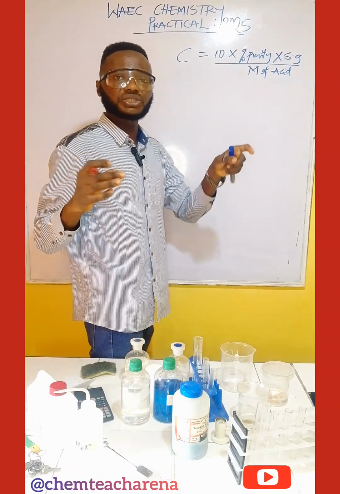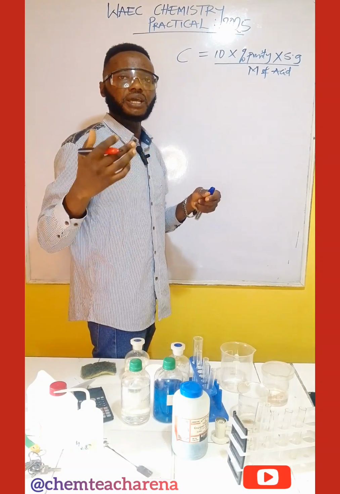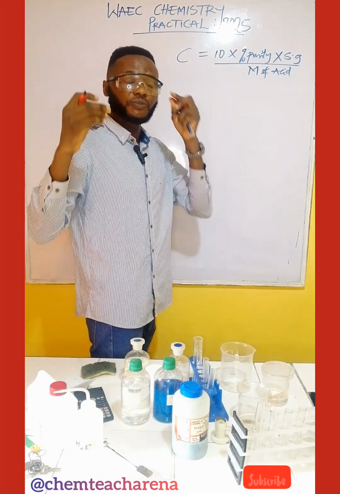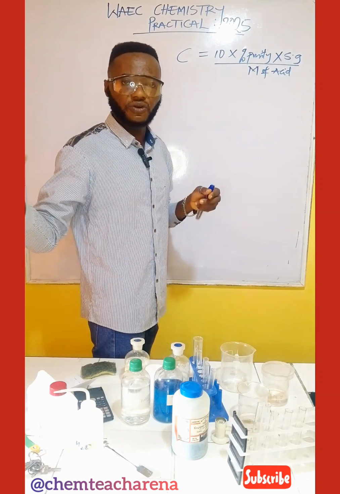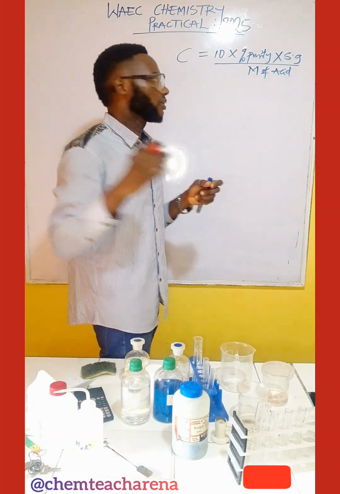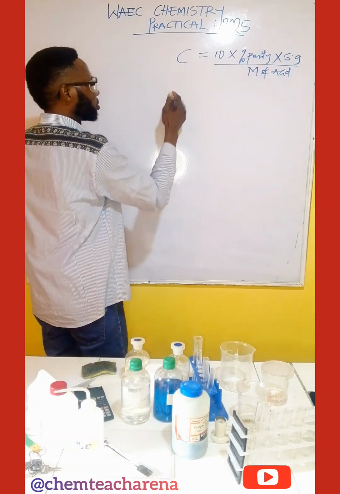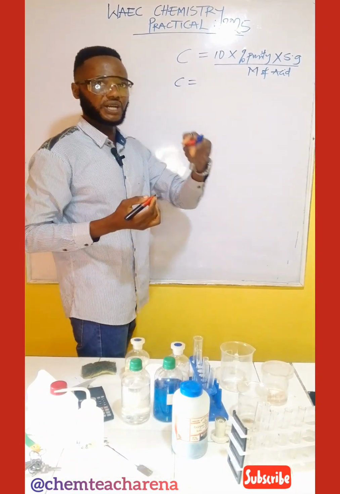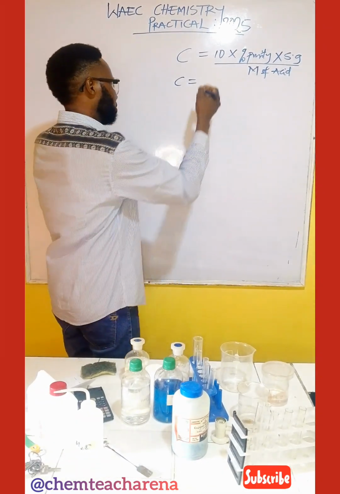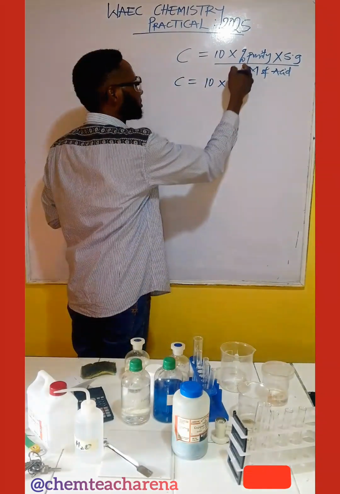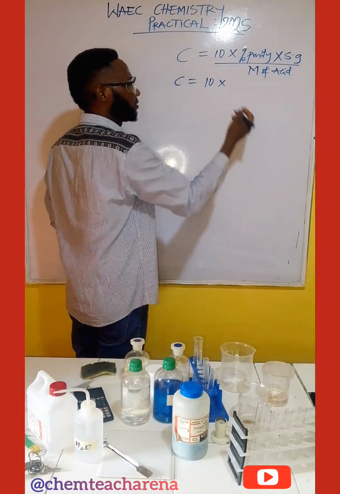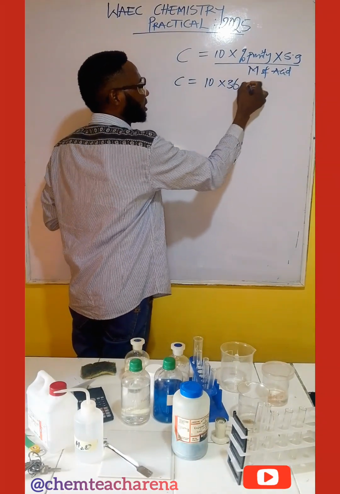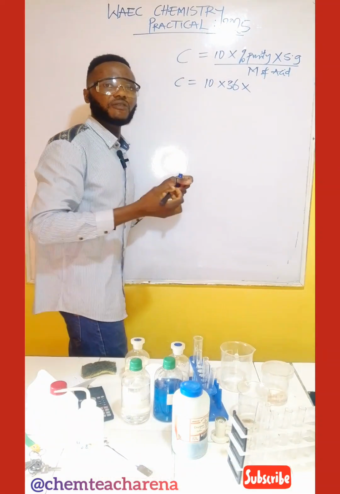So we are going to titrate HCl against NaHCO3. That is the titration, and don't worry, I will write everything here. So we have C equals this concentration. We have to look for the concentration of our stock acid. So we have 10 times, we are using HCl. The percentage purity for HCl is about 36, then times the specific gravity of HCl.